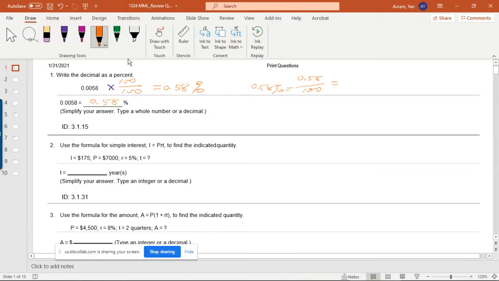All right, another one is if you want to convert this into a decimal point. 0.58% is 0.58 divided by 100, right? So you will need to move 2 digits to the left, and that will give you the same number, okay?